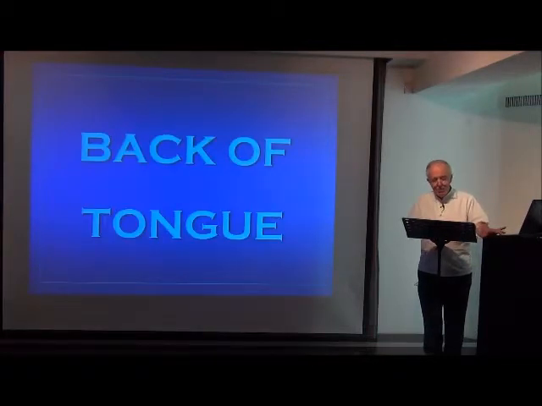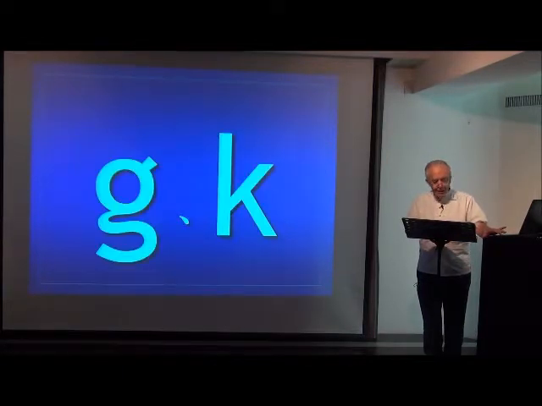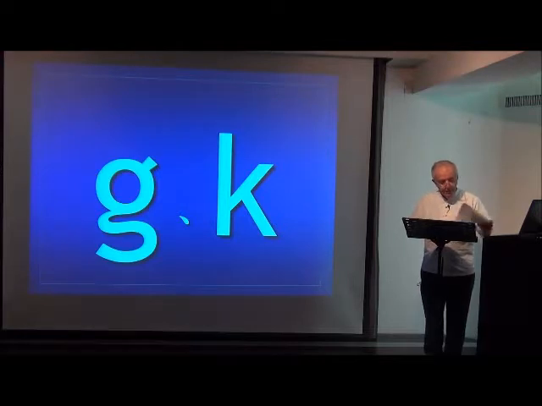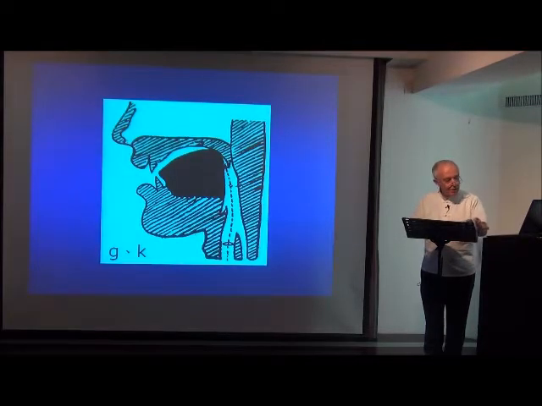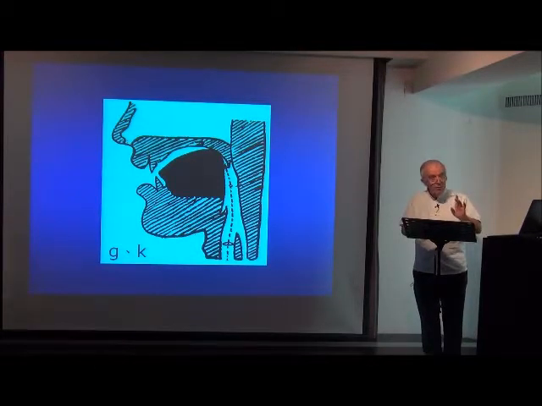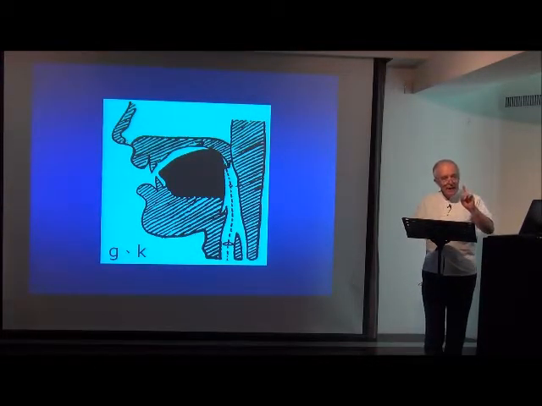Now let's move to the next group, the back of the tongue. G, K. These aren't much of a problem, but just remember that the G is the K in skill, unvoiced, unaspirated, where the K, lots of aspiration.